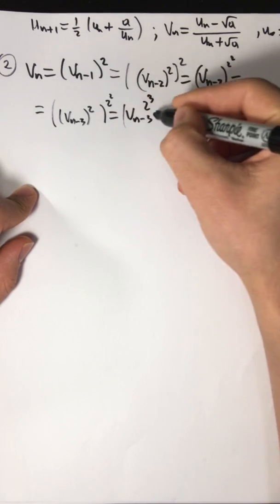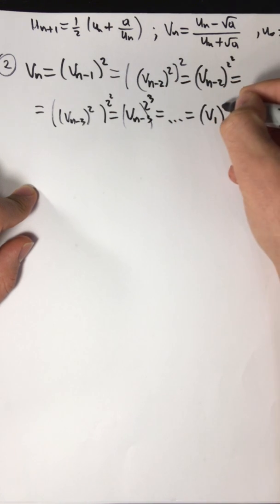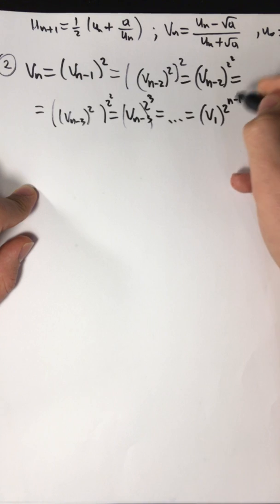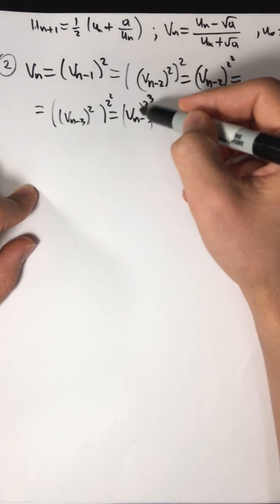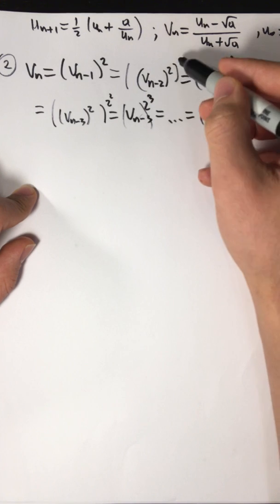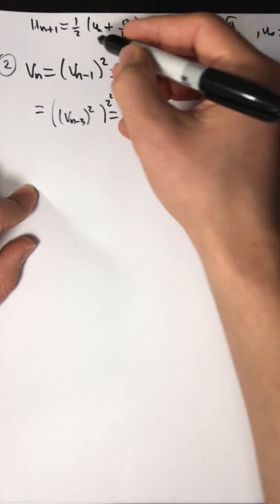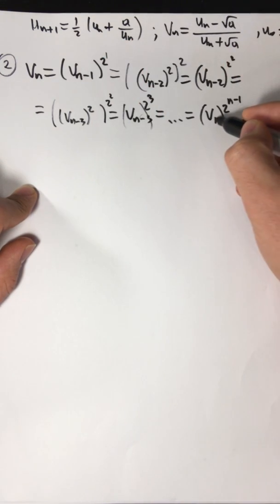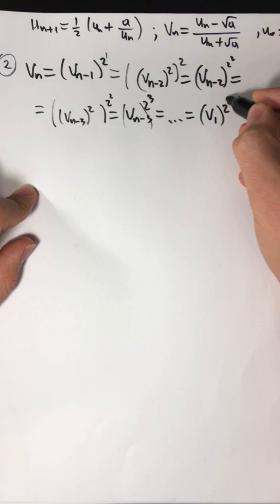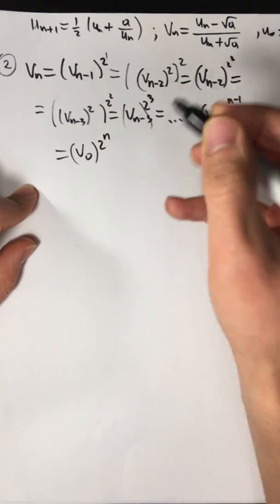You keep doing the same step, and then you have v_1 is equal to 2 to the n minus 1. Why n minus 1? Because look, 3 plus n minus 3 is n. 2 plus n minus 2 is n. N minus 1 to 2 to the 1: 1 plus n minus 1 is n. So if it's 1, it should be n minus 1. If you add this one and this one, it's equal to n. And now v_0 to the 2 to the n.